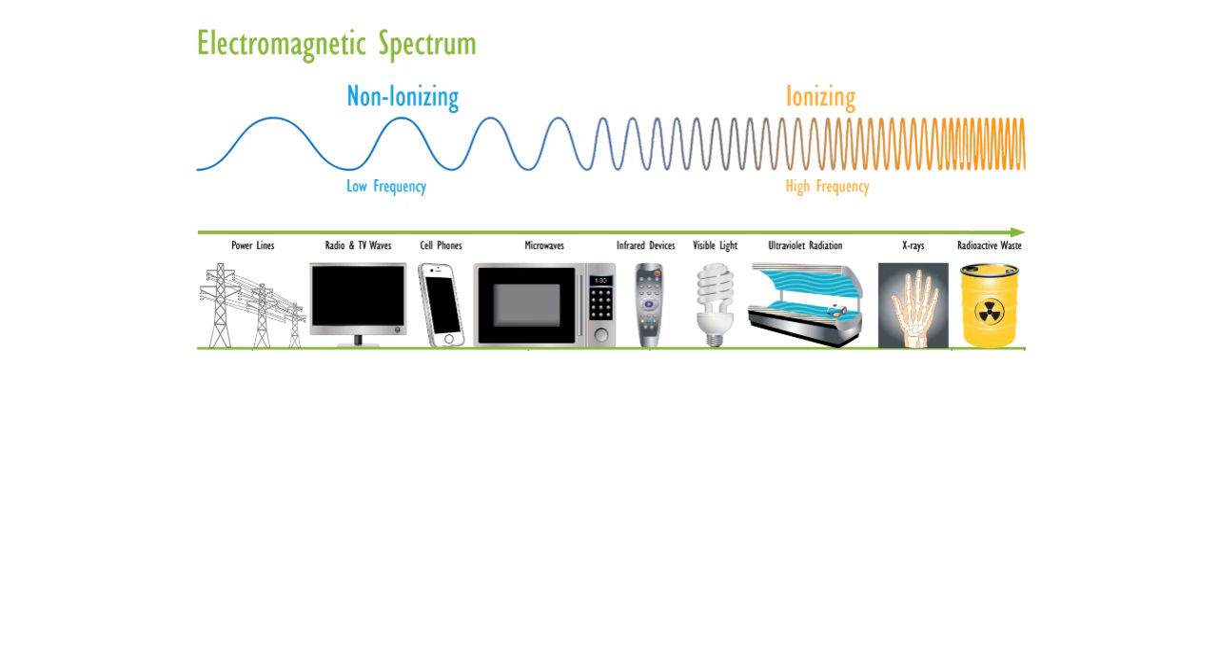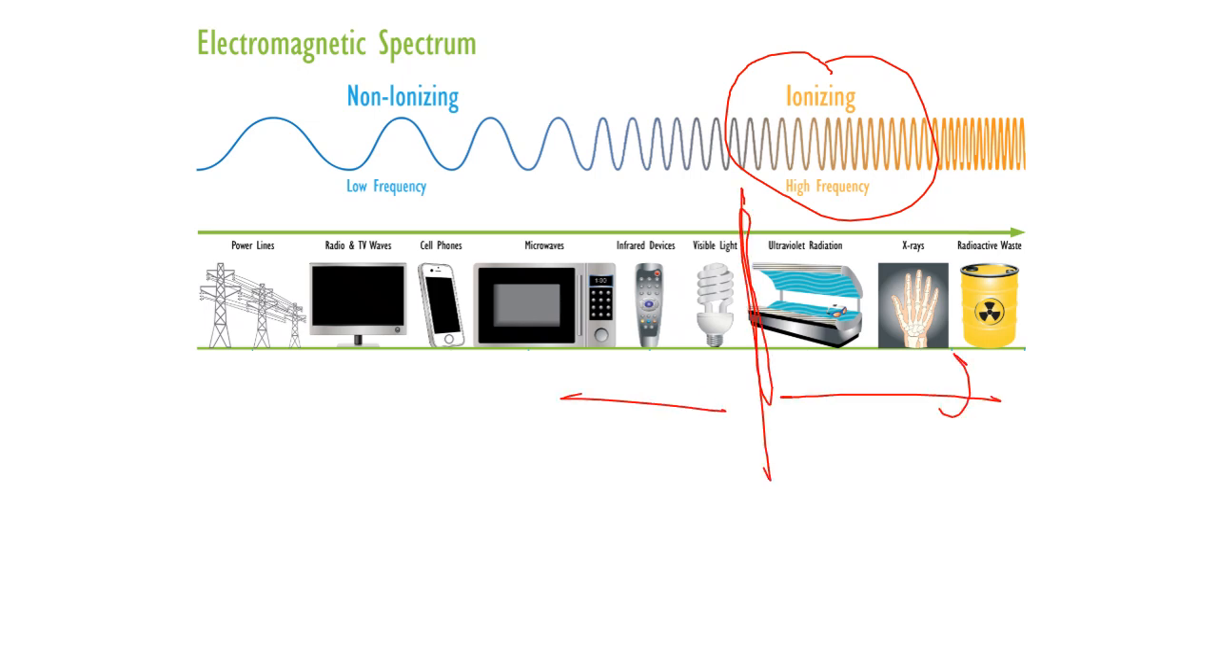Electromagnetic spectrum. Ionizing radiation is when it's above ultraviolet, and below that is non-ionizing.